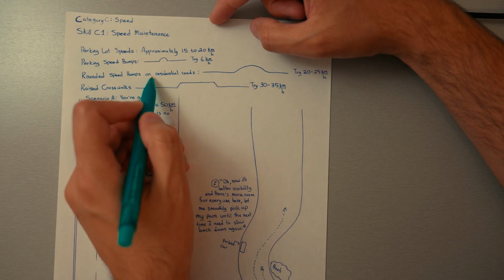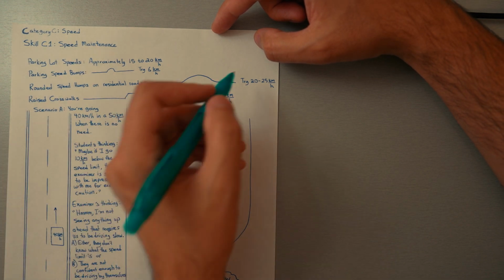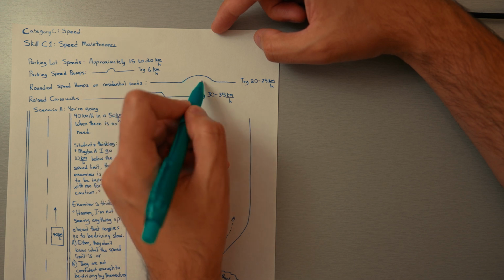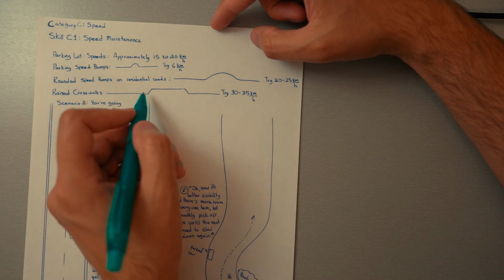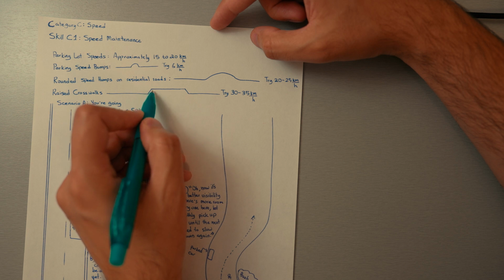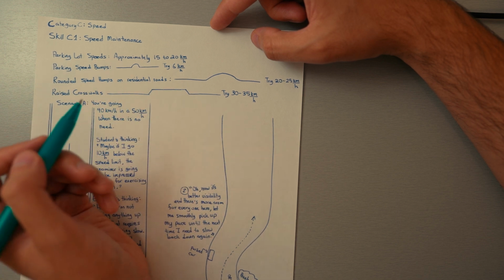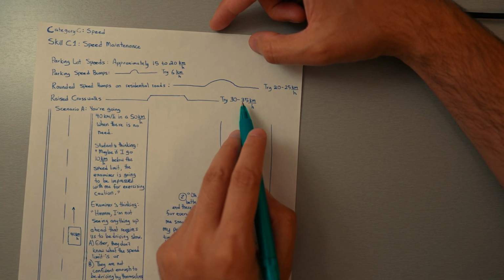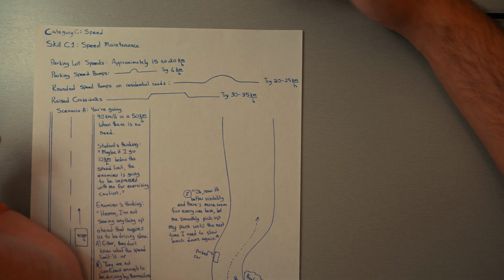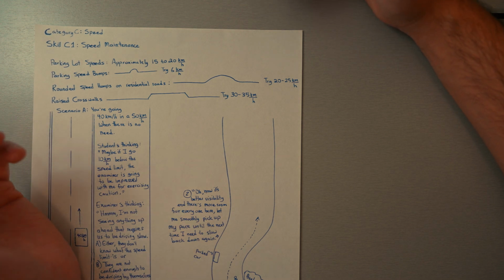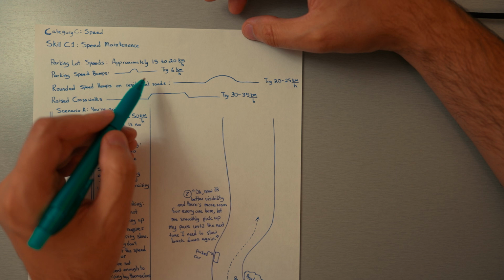The rounded speed humps on residential roads, try 20 to 25 kilometers an hour. Okay, so the more rounded this gets, the more you need to slow down to be able to go over it. Raised crosswalks. So sometimes you come up, you realize, hey, there's a crosswalk here, but it's raised, and there's a sign underneath the crosswalk sign saying that it's raised. Try 30 to 35 for those. Now this is of course assuming your car is not lowered or any weird modifications done to it. As long as it's a normally functioning car, you should be able to take these at the suggested speeds.